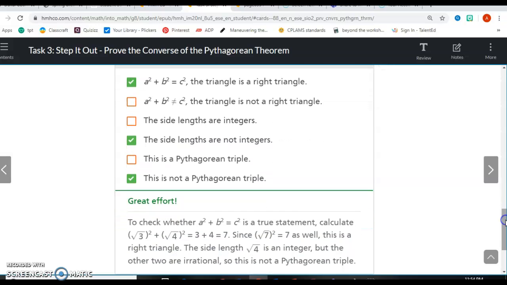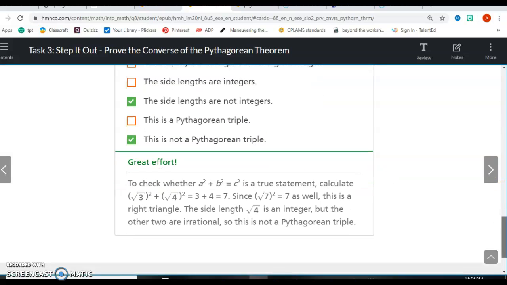All right, right triangle, but they are not integers, and as long as I have a no, I do not have a Pythagorean triple. And down here, it's going to show you when you have that radical sign, and I square that radical sign, it basically cancels each other out. All I'm left with is the integer of 3.